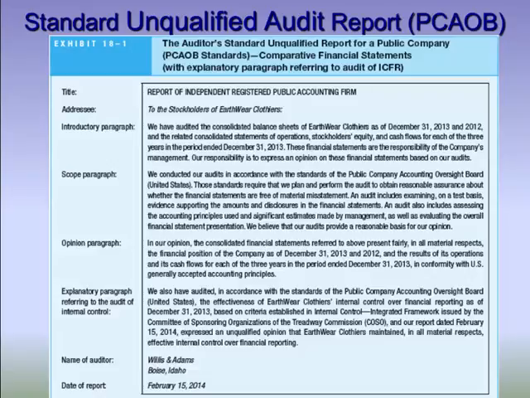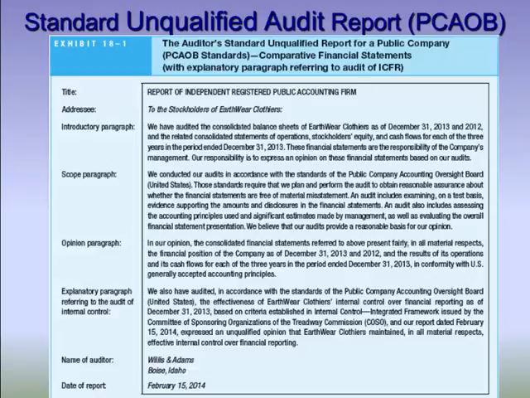A couple of things to focus on is you notice that the title is the report of the independent registered public accountant firm. It is addressed to the stockholders. There are 3 primary paragraphs and then an explanatory paragraph. The introductory paragraph identifies what statements we are looking at. These include the balance sheet, the income statement, the statement of retained earnings, as well as cash flow.